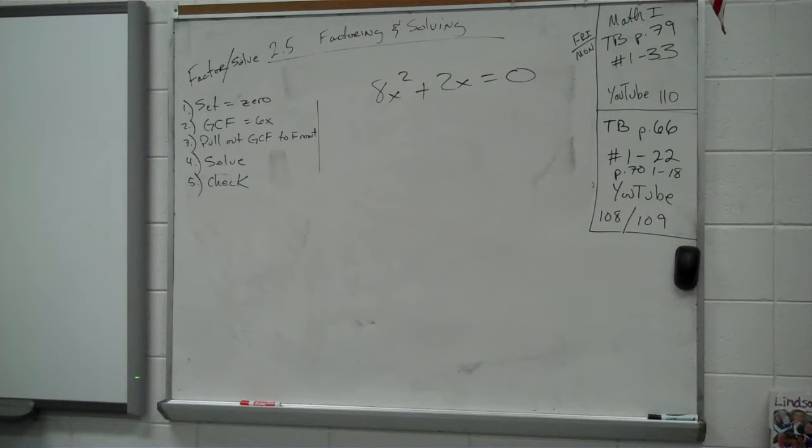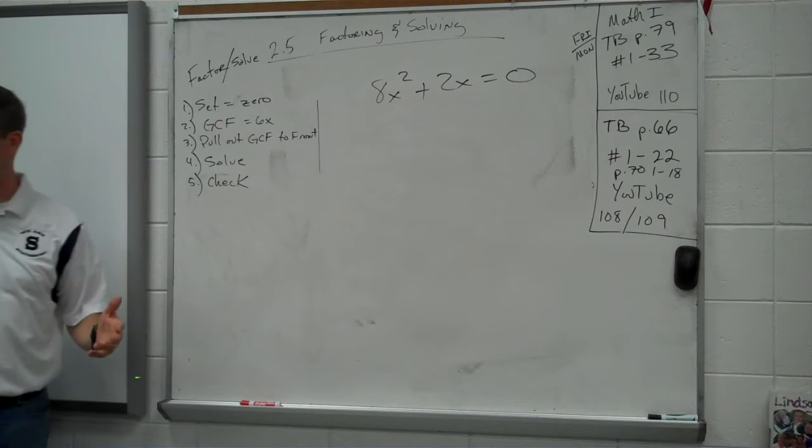All right, here we go. This is the third video on this same section, 2.5, factoring and solving. This example here is more missed than any other example. People are able to set it equals 0. Well, it's already set equals 0, so that's easy.